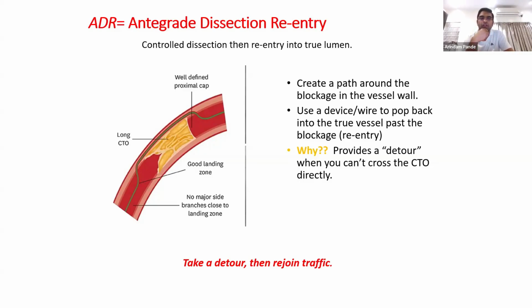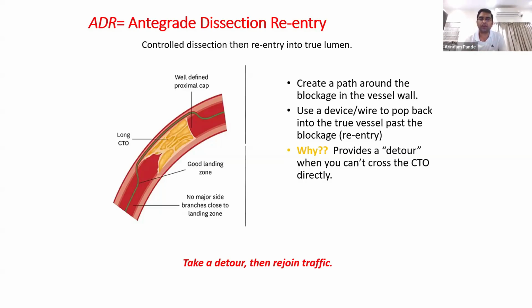Now, as we all know, there are different techniques. Mostly we go ahead with antegrade wire escalation and the parallel wire technique, which have been done for a long time. We have good experience, but in CTO intervention there are a few newer nomenclatures and newer techniques, which I'll briefly show in the initial part of my slides. So one of these is the antegrade dissection re-entry. It is a very favorite technique for the American operators.